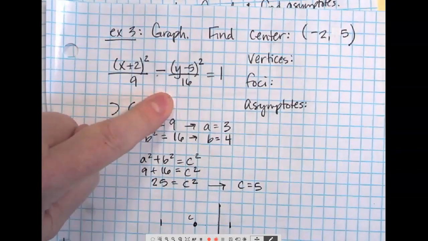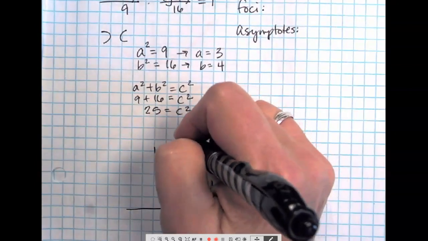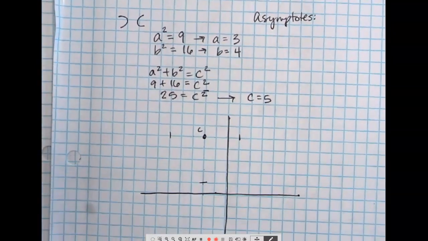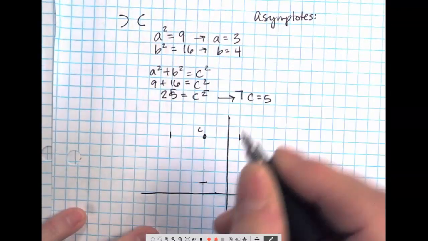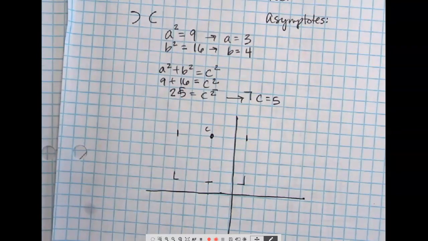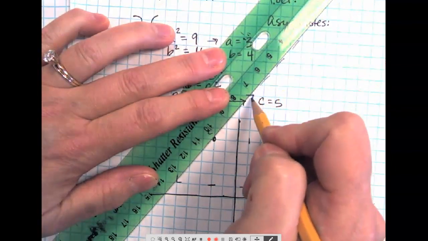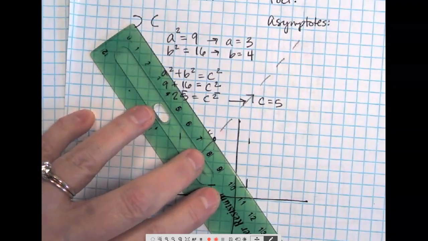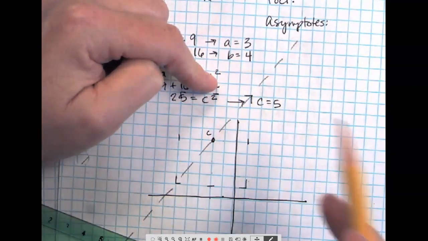Right, under the y term is a 16. Well, the square root of 16 is 4. So I've got to go up 4 and down 4. I didn't do a very good job spacing that. Okay, so I'm going to find those corners, which are up here in my problem, and draw the dotted diagonals that represent the asymptotes. I went right and left 3, up and down 4. Those dimensions determine the rectangle and the corner points.